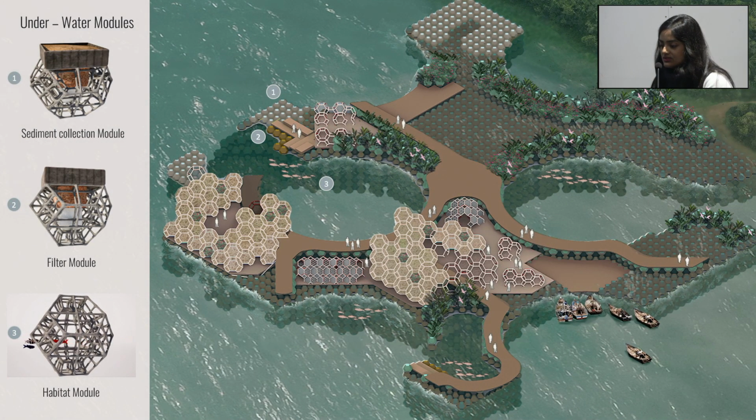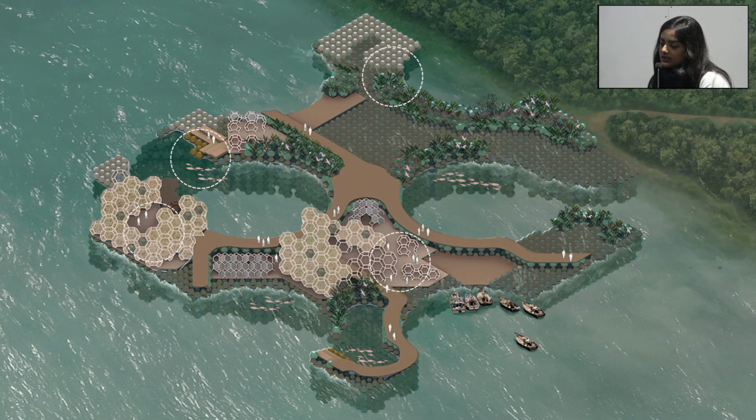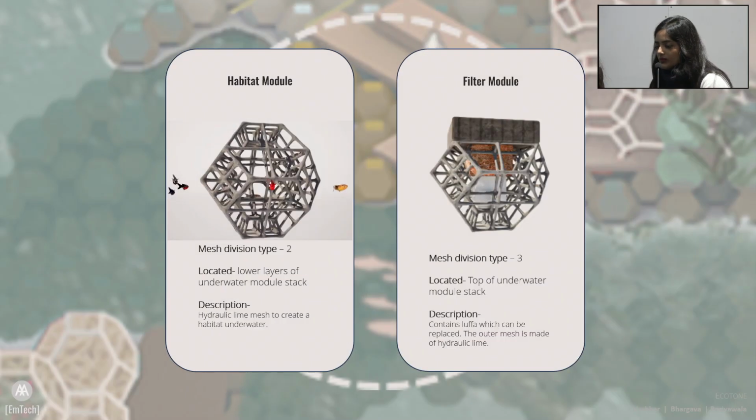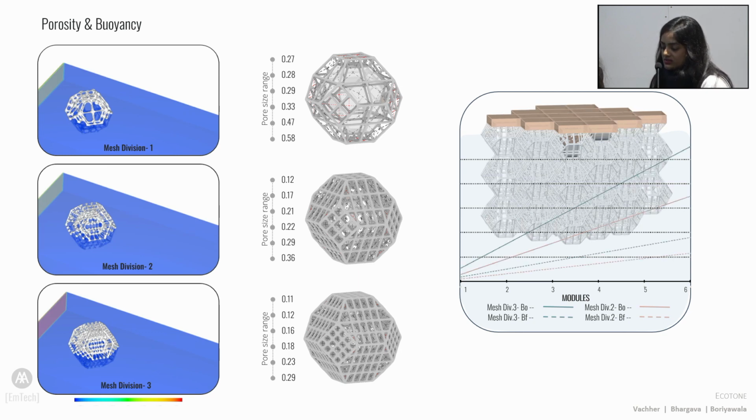There were 6 distinct typologies: the underwater modules and the above water modules. These typologies were further discussed. Here, the habitat module provided a home for the marine life, and filter module carried loofah to filter pollutants. For this, experimentation related to pore sizing was carried out in the module structure, and aggregation patterns were studied.